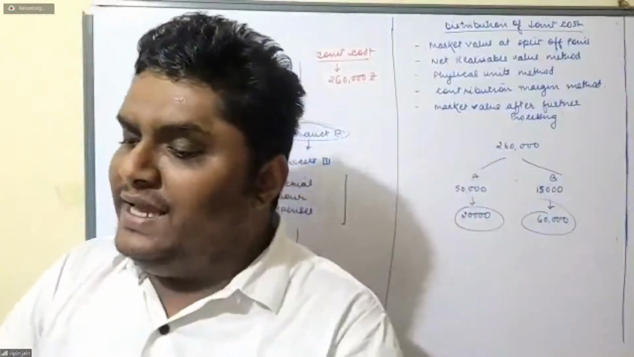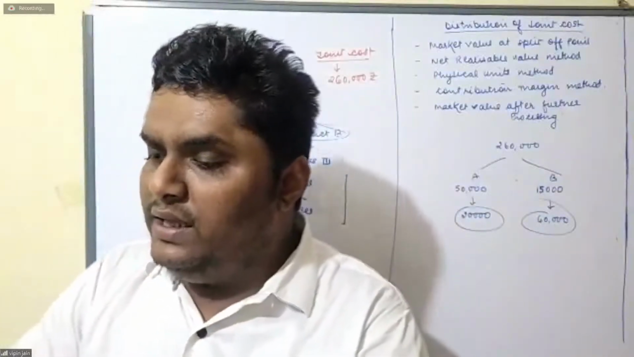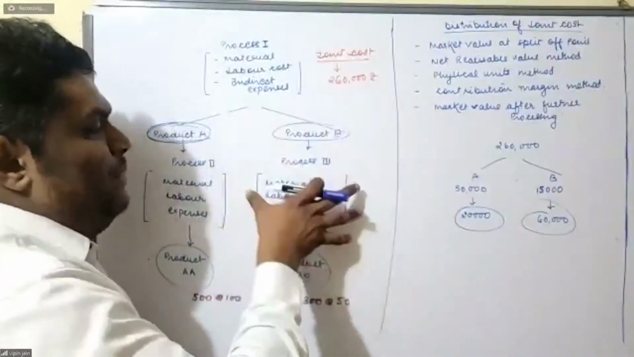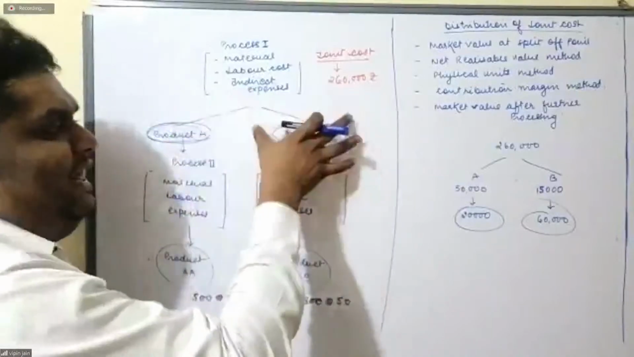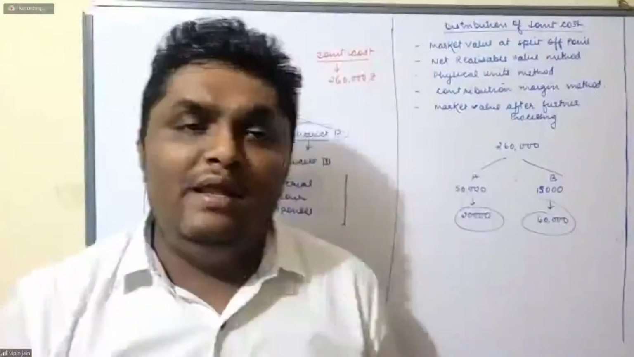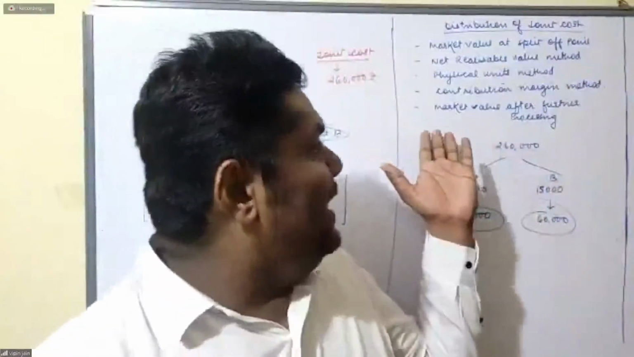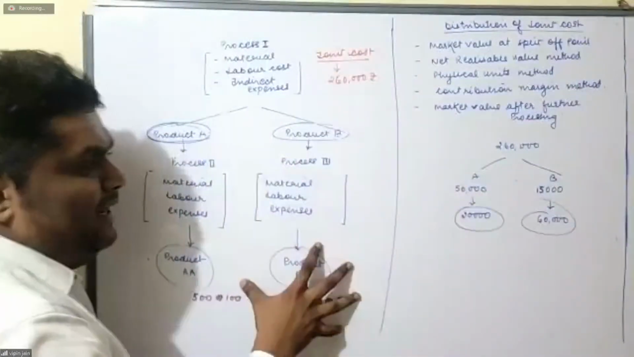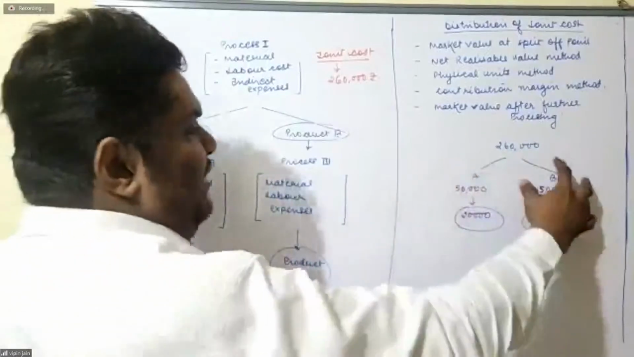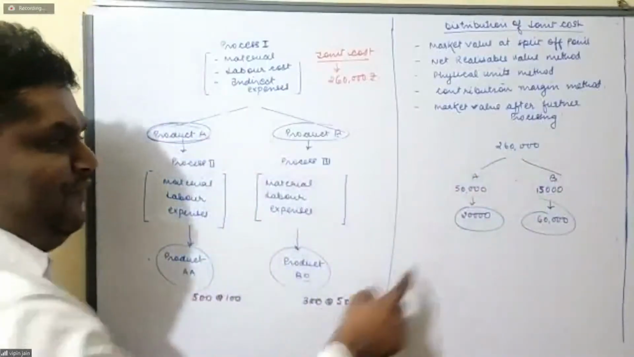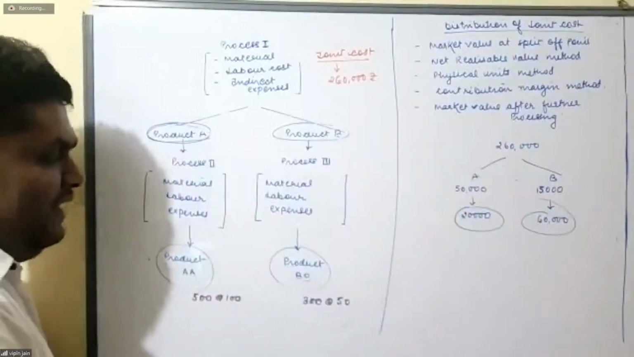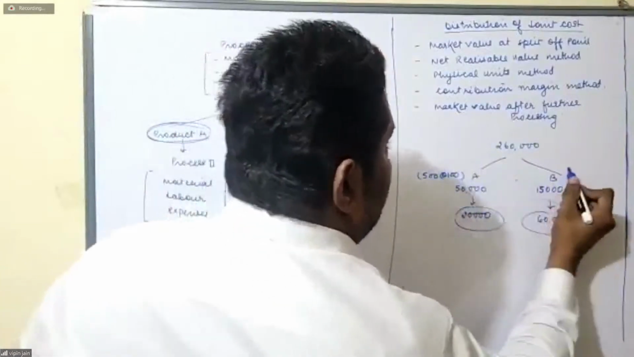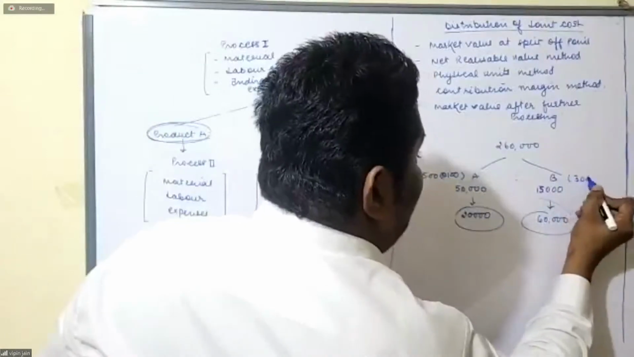Yes, Abdul, in the NRV method we calculate the net realizable value, that is sales value minus further processing cost. We will get the NRV. But in this question, it is given that we have to apply market value after further processing. So the sales value of the final product, that is AA and BB, will be taken. That is 50,000 and 15,000: 500 at the rate of 100 and 300 at the rate of 50.